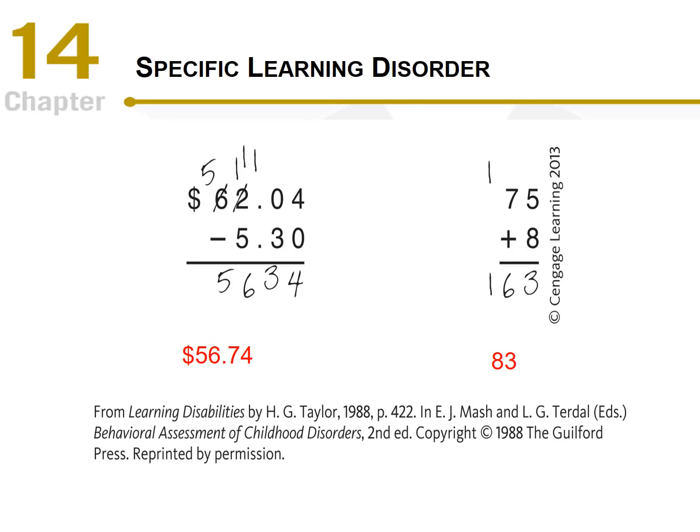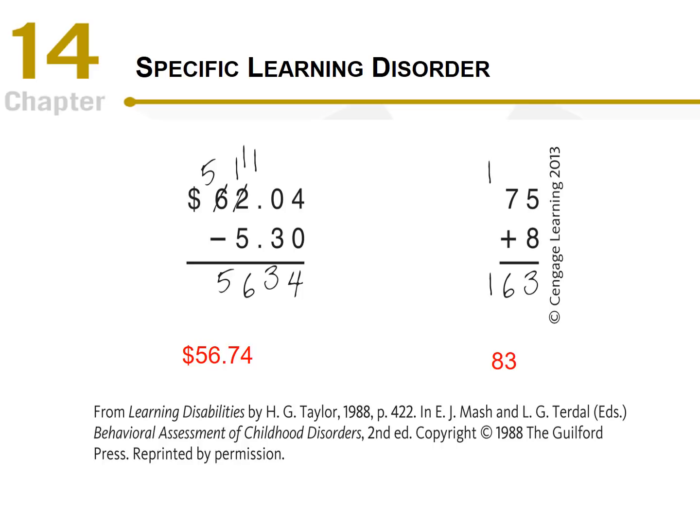Okay, so in red you see the correct result for these problems. And above what you see is how a child with a specific learning disorder in the area of mathematics solved these two problems. We'll start with the one on the right, 75 plus 8. You could probably do that one in your head, but if you wrote it out, you know that you had to carry some values over. And what you see here is that there was a problem in terms of how the computation was carried out.